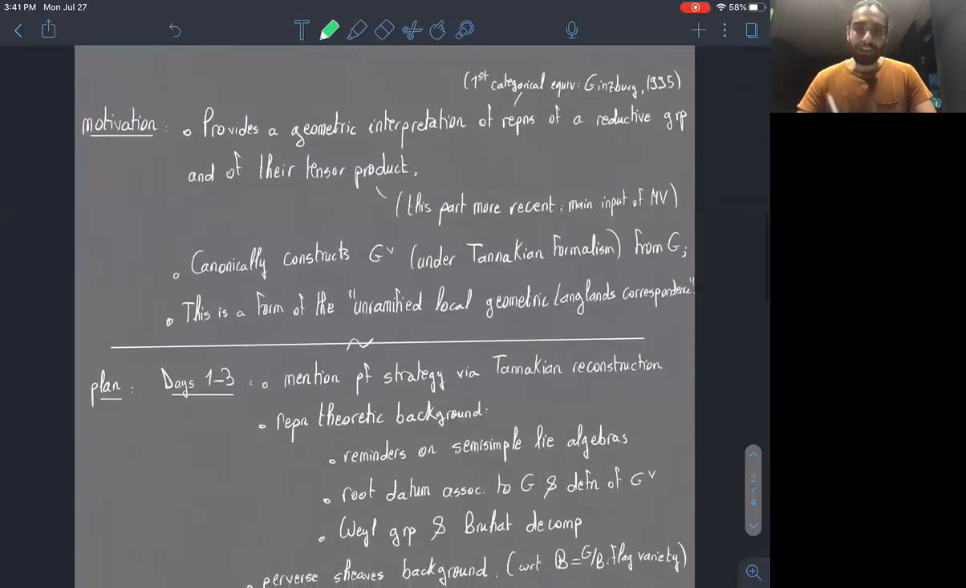The second motivation is that it gives us a canonical construction of the Langlands dual without going into the combinatorial woods. The equivalence just fleshes out the dual group G once we start with G. And the last part is one which I'm not familiar with, but some people might be: this theorem is actually a form of the unramified local geometric Langlands correspondence. So it's a starting point for going further in that direction.